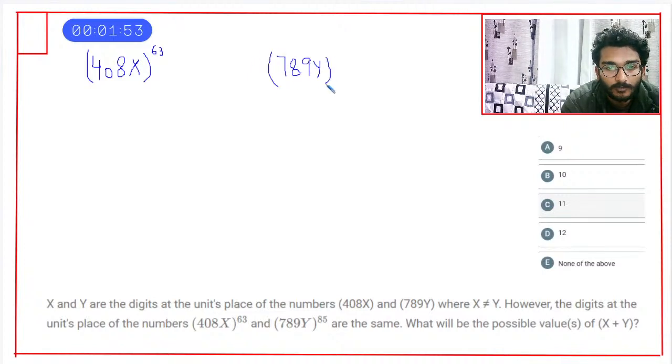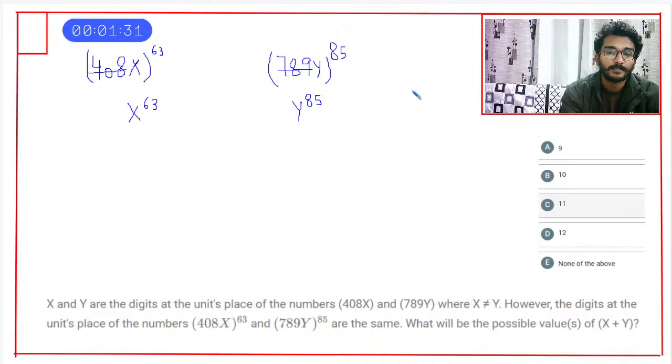So when we have to consider only the unit digit, we do not have to focus on the rest of the part. It is X raised to the power 63 and Y raised to the power 85. And these unit digit values mean that when you solve this, the net result is the same. It is not like X equals Y. It is like unit digit. Whenever you compute X raised to the power 63, whatever the result, that result is equal to Y raised to the power 85. Okay, so apply the fundamentals.